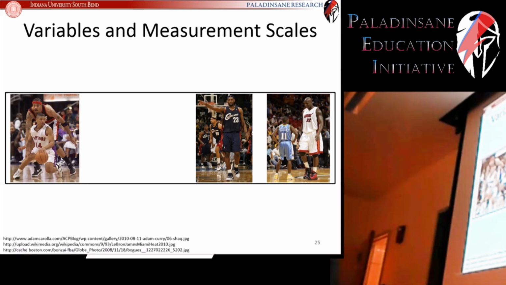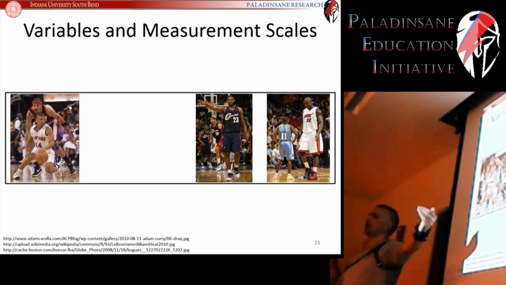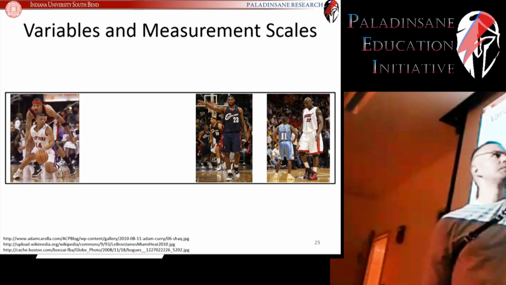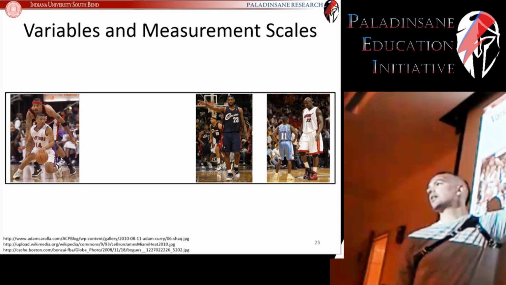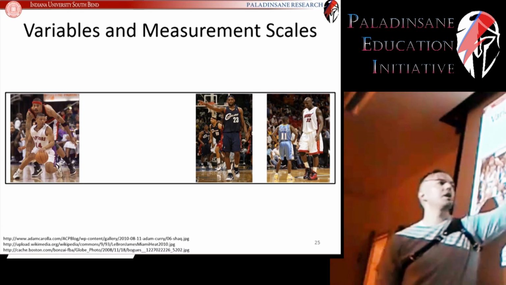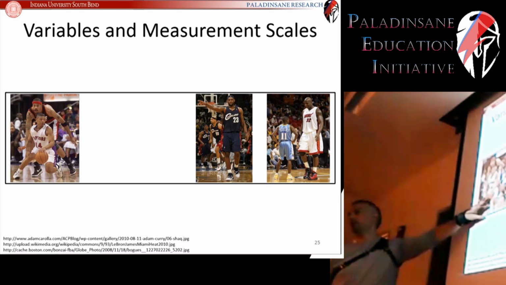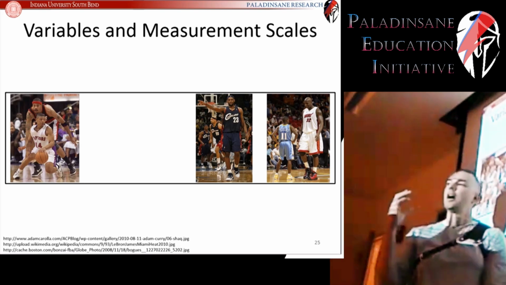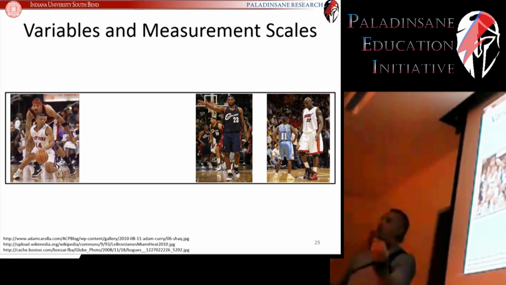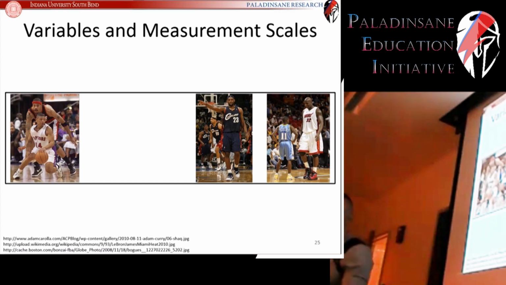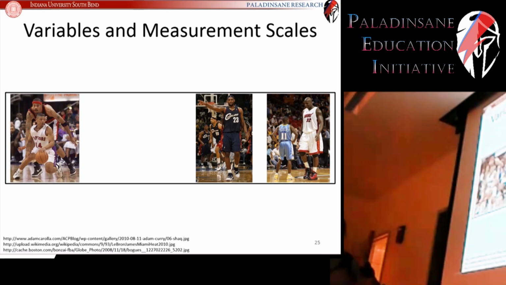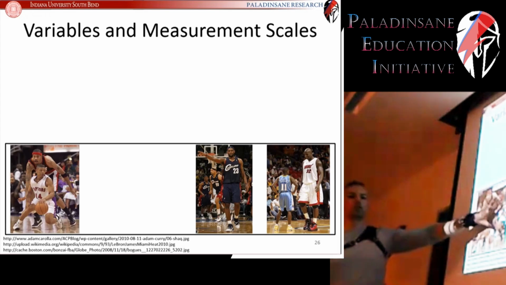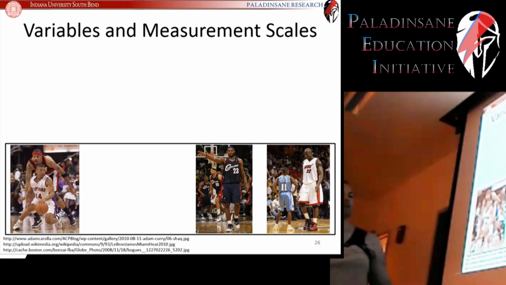If you were to put their heights on a scale, this is how their true heights would be distributed. Shaquille O'Neal is just a little bit taller than LeBron James, and LeBron James is way taller than Muggsy Bogues. So this distance is representative of the difference in the actual true score between these individuals. So far, so good? All right. That's the true score. These are their true heights.